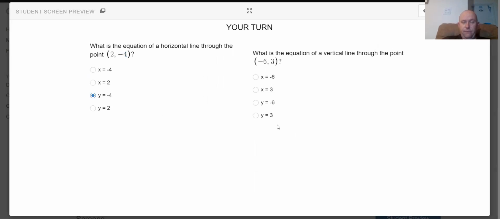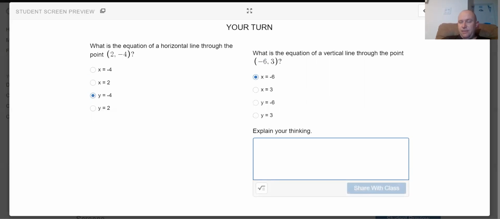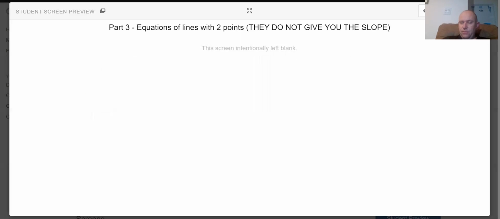So I can see it's -4, so I can go ahead and select that. Vertical line, I'm thinking Vux, VUX, and the x value in this question is -6. So x equals -6. So pretty quick to do those ones.